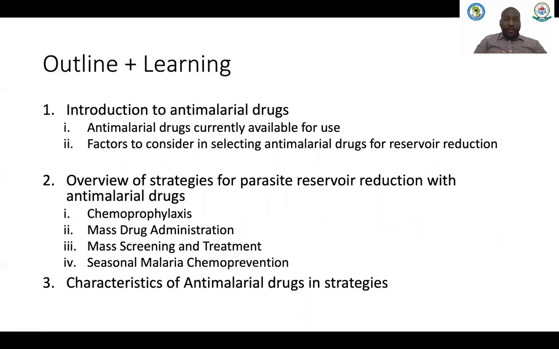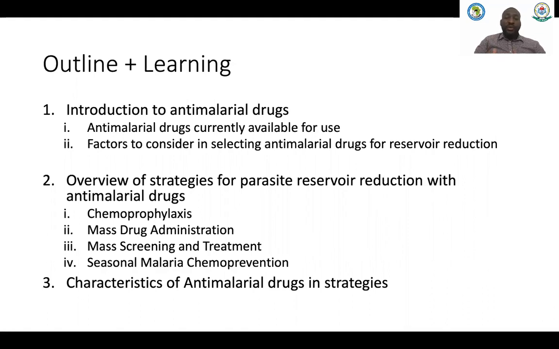And the outline will have three major components. The first component will be introducing you to antimalarial drugs, which antimalarial drugs are available for use currently, and also what factors you have to consider when selecting antimalarial drugs in reducing the reservoir of parasites. Also, we'll be working around the overview of strategies of parasite reservoir reduction using antimalarial drugs. These include chemoprophylaxis, mass drug administration, mass screening and treatment, and seasonal malaria chemoprevention.